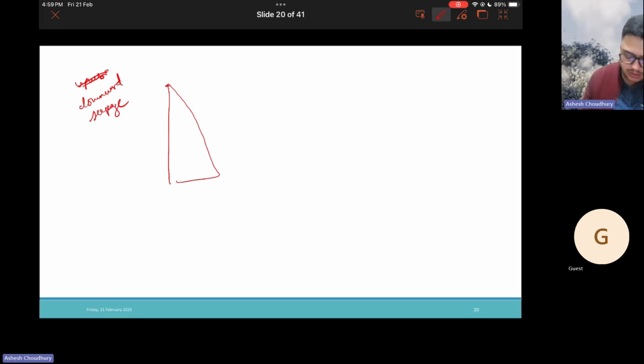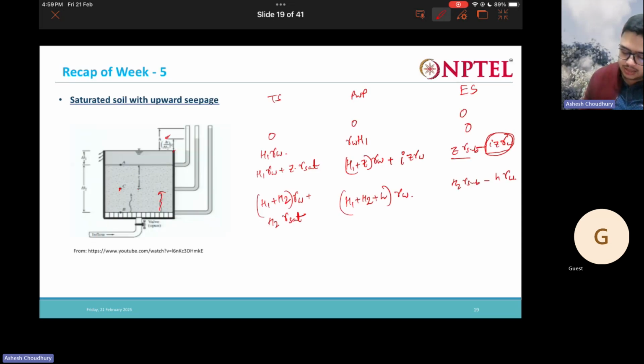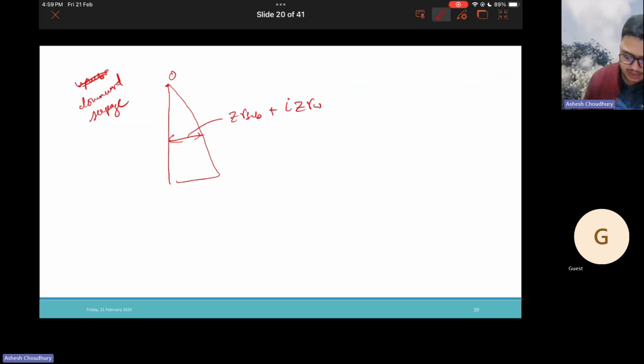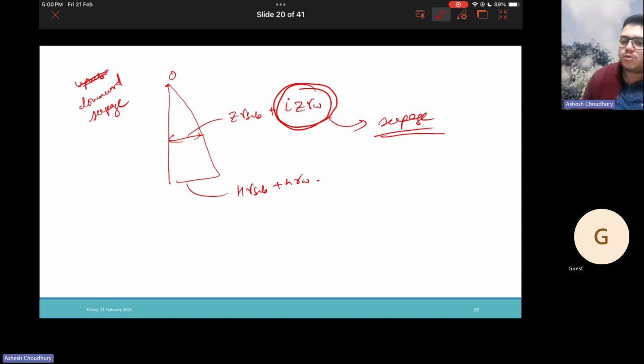So again, here we have 0. Here we will have z gamma sub plus i z gamma w. Here we have minus; instead you will have a plus, and this will be nothing but h gamma sub. Okay, this is also downward. Now this term is known as the seepage pressure. This comes from the seepage. If there is upward flow, the effective stress is going to reduce. If there is downward flow, the effective stress is going to increase.